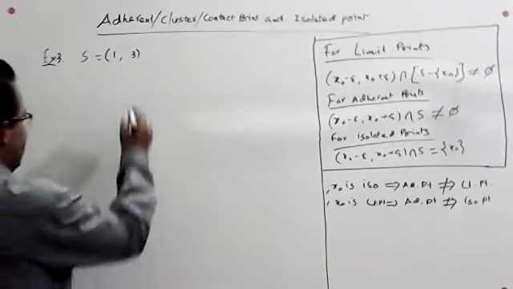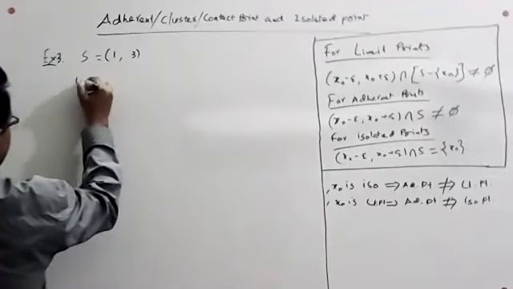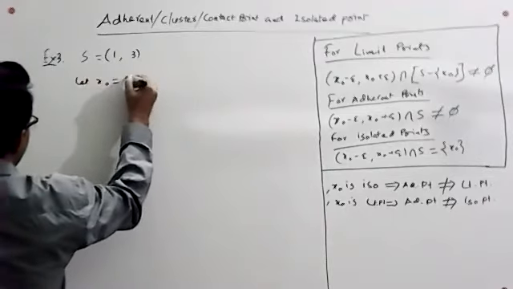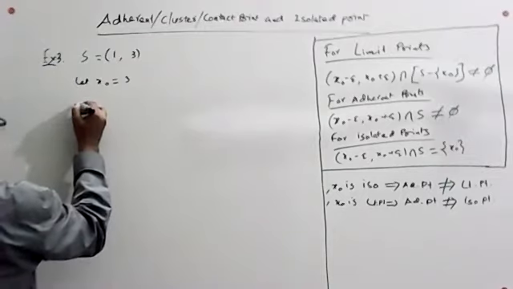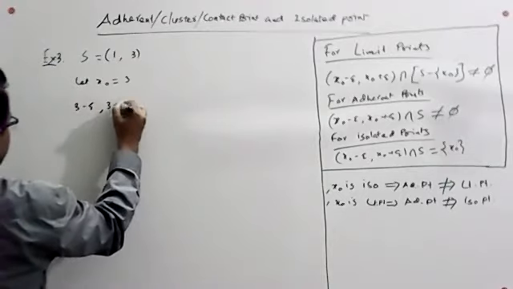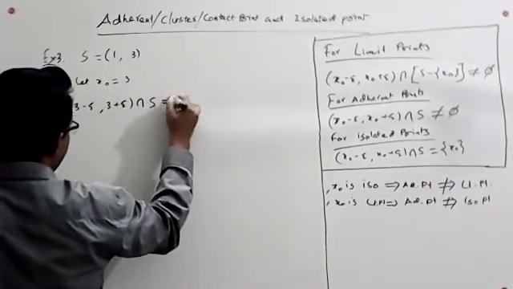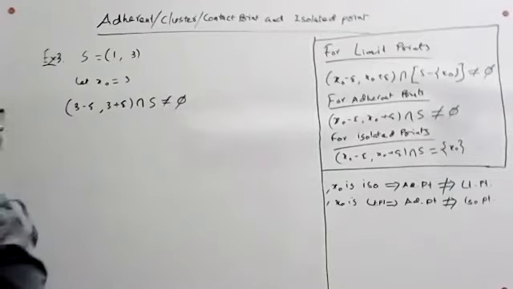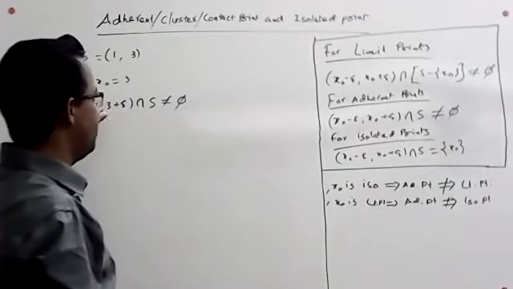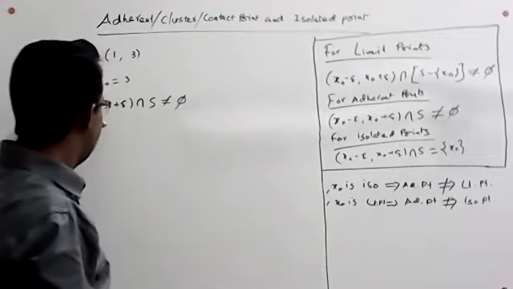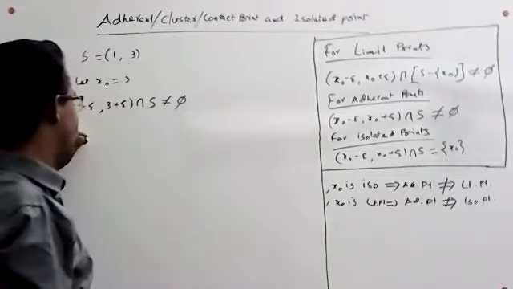Now, if we take a point close to the boundary, let x naught equal 3. So we see that the neighborhood will be 3 minus epsilon to 3 plus epsilon. If we intersect with S, then we have got a non-empty set. Since we have got a non-empty set, it is called a limit point of this set. Also, it is called an adherent point of this set.